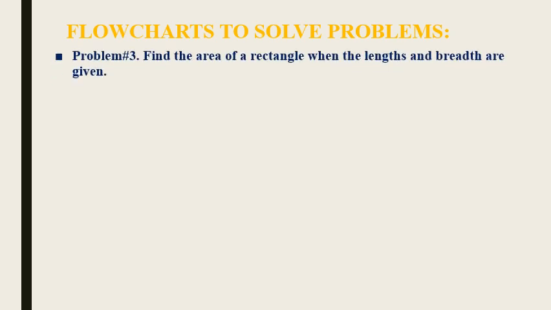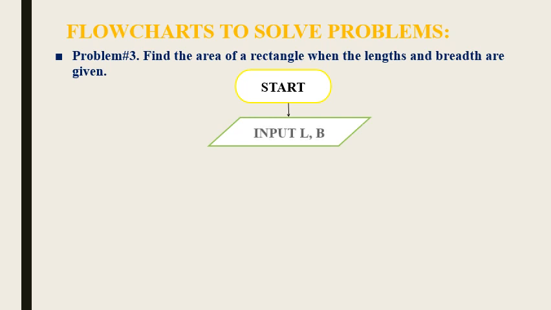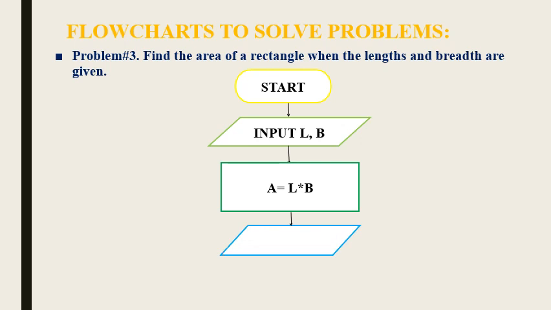Okay students, now we have another example to understand carefully. Find the area of a rectangle when the length and the breadth are given. First we start, then we use the flow line, then we take the input length and breadth, and then we use the formula to calculate the area of rectangle. Now here we print our output, and the last one is stop.